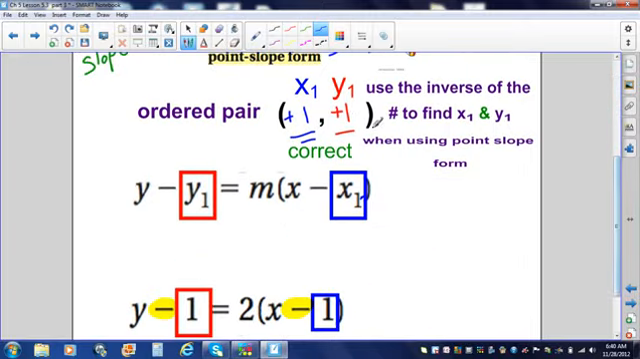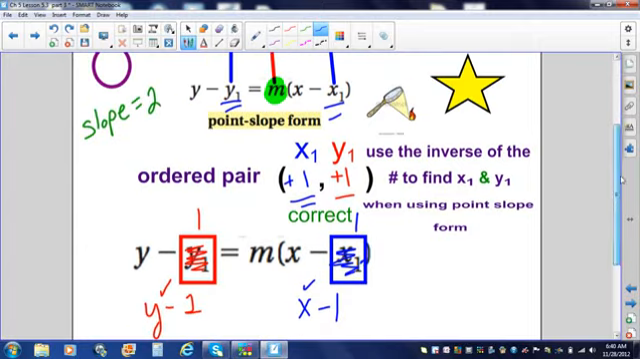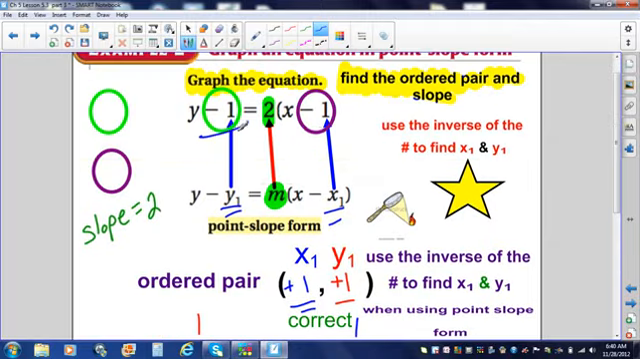Here's why. If you put +1 over here, we get y minus 1. It checks. Over here, if we put +1 in for x, we get x minus 1. Look below. I have x minus 1. So the key to being successful is to use the inverse of the numbers to find x1 and y1.